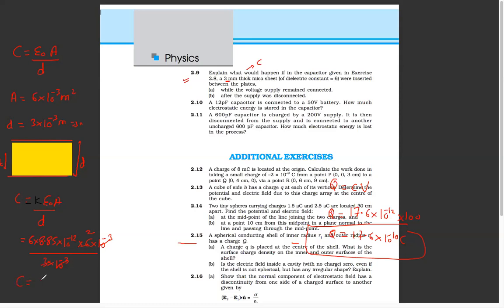That's 12 into 8.85 into 10 raised to the power minus 2. So the capacity comes out to be 8.85 into 12, which is 106.2. So 106.2 into 10 raised to the power minus 12. So this is the capacity. Is it clear?